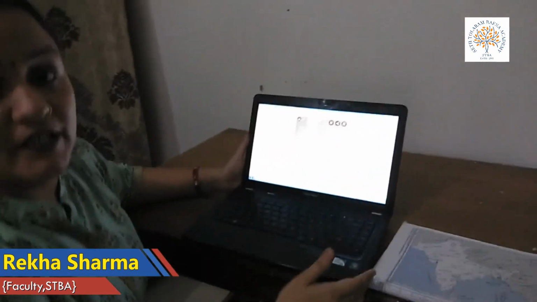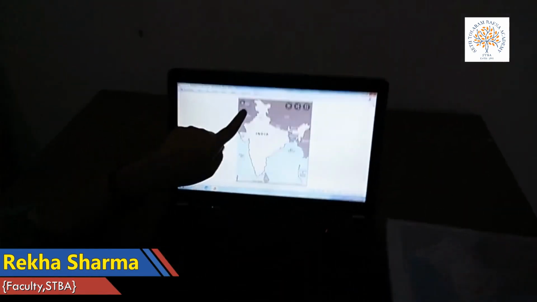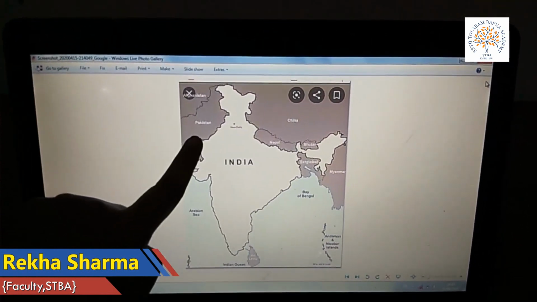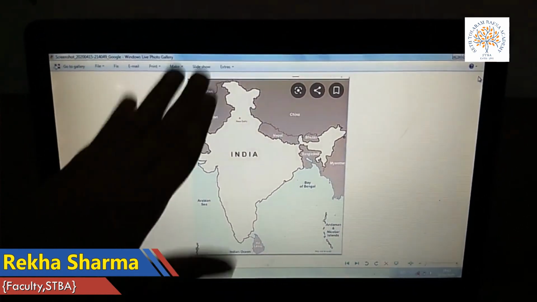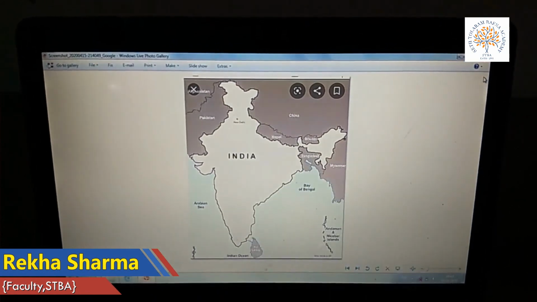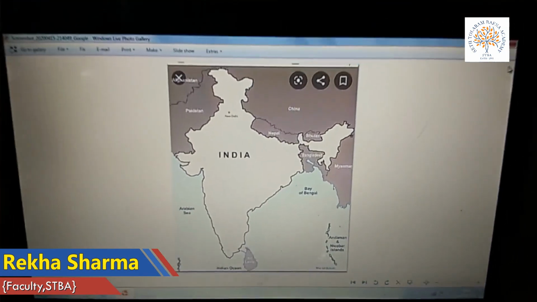Now students, coming forward to the next topic, India's neighboring countries. Now look at the map. There are 7 neighboring countries of India. From the north side there is Afghanistan, then downward is Pakistan. They both share land boundaries with India, and here is China. It shares the largest land boundary with India.